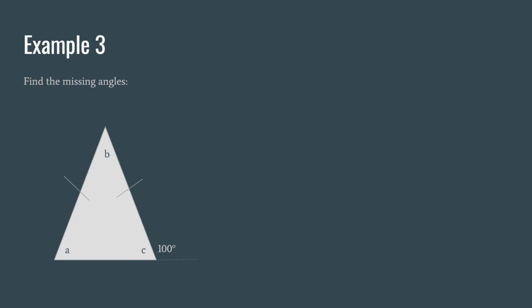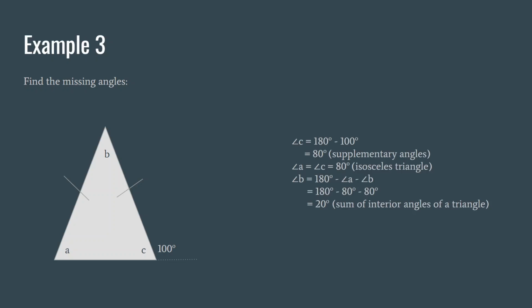Now for example 3, find the missing angles. We are given one of the exterior angles, which is 100 degrees. From this, we know that angle C is 180 degrees minus 100 degrees because they are supplementary angles. Angle A must equal angle C, which is 80 degrees because it is an isosceles triangle. Angle B is equal to 180 degrees minus 80 degrees minus 80 degrees, which is 20 degrees, because the sum of the interior angles of a triangle add up to 180 degrees.